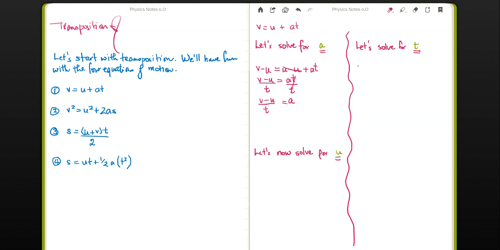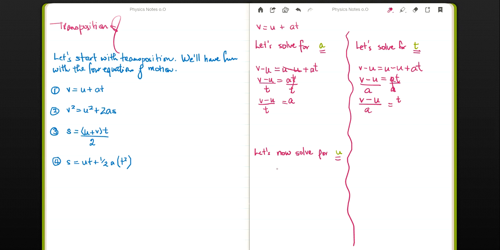Pretty easy. Now let's solve for t. t should be just as easy as a, because it's the same concept we're going to use. So we're going to do the same: v minus u equals u minus u plus at. So now we have v minus u equals at. This time, we're going to divide by a on both sides, and we're left with v minus u over a equals t.